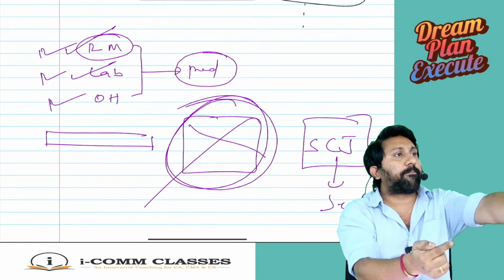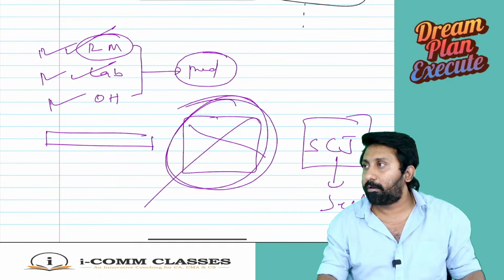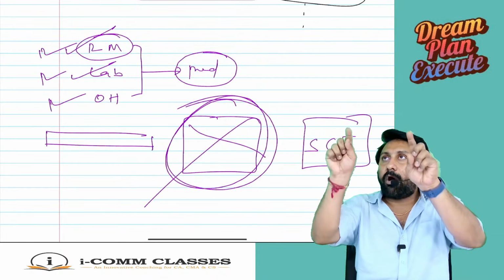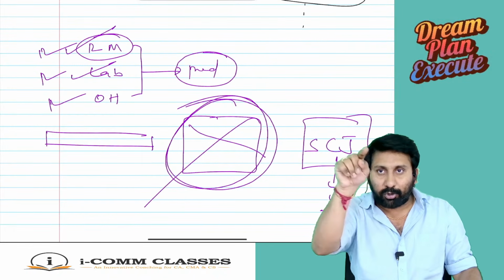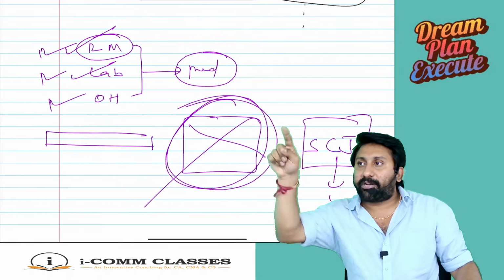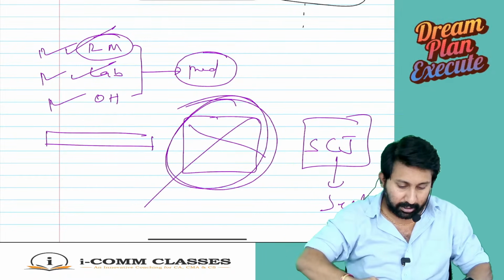Tell me, I produced 10,000 units. What is the depreciation per unit? 10 rupees. Tell me, how will the depreciation be written? 10,000 units into 10 rupees per unit. In total, how much is the depreciation cost? 1 lakh.